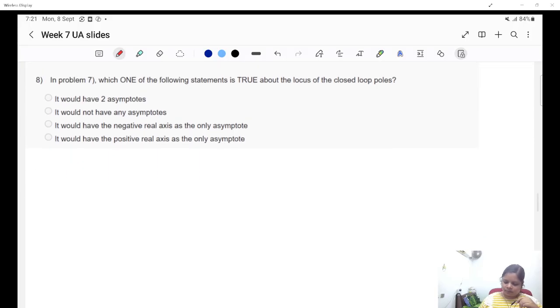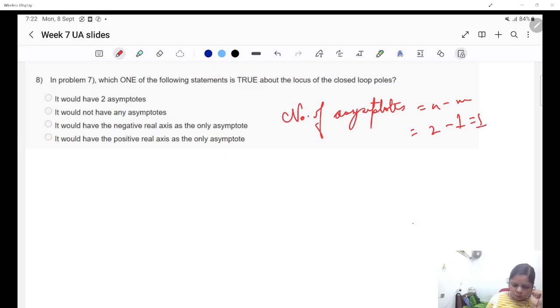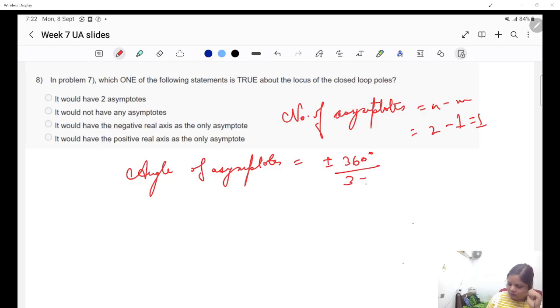In the same problem, which of the following statements is true about the locus of closed loop poles? So it's asking about the number of asymptotes first, which is given by n minus m. n is 2, m is 1. So there would be just one asymptote over here. What would be the angle of this asymptote? It would be plus minus 360 degrees by n minus m, which is 2 minus 1. So it's going to be 0 degrees, you can say directly.